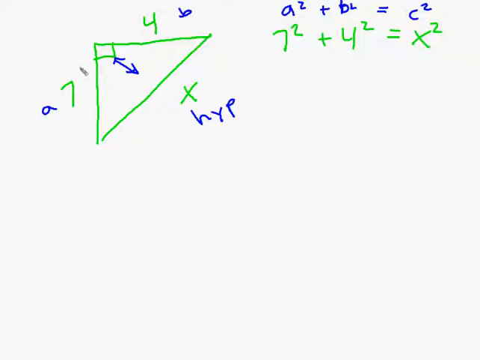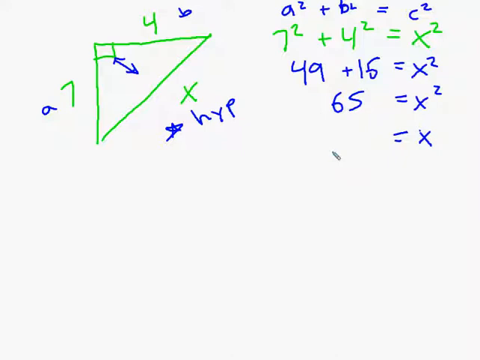It doesn't matter which is A and B. The one that's really important to get right is the hypotenuse. It's always opposite the right angle. So we get 49 plus 16 equals x squared. So we get 65, and then we take the square root of 65. Okay, so this is our exact answer.